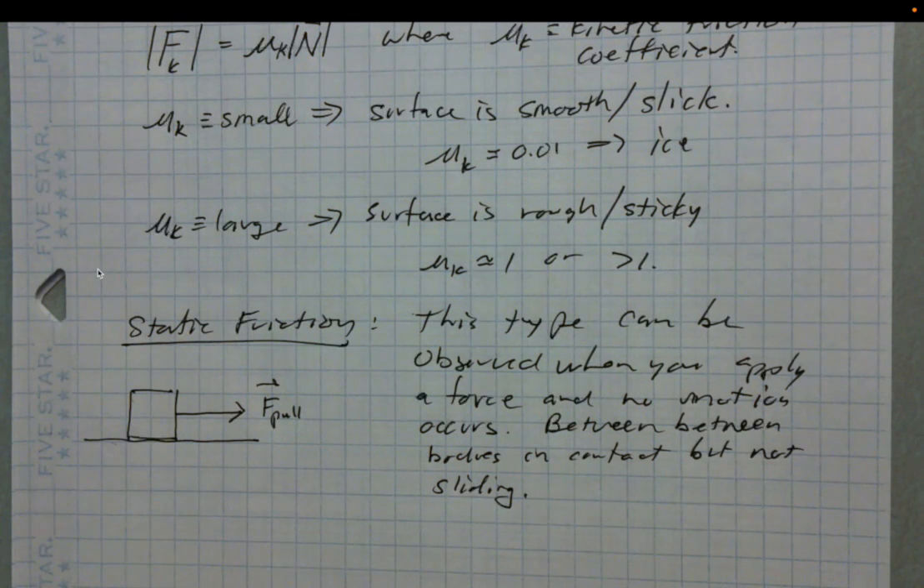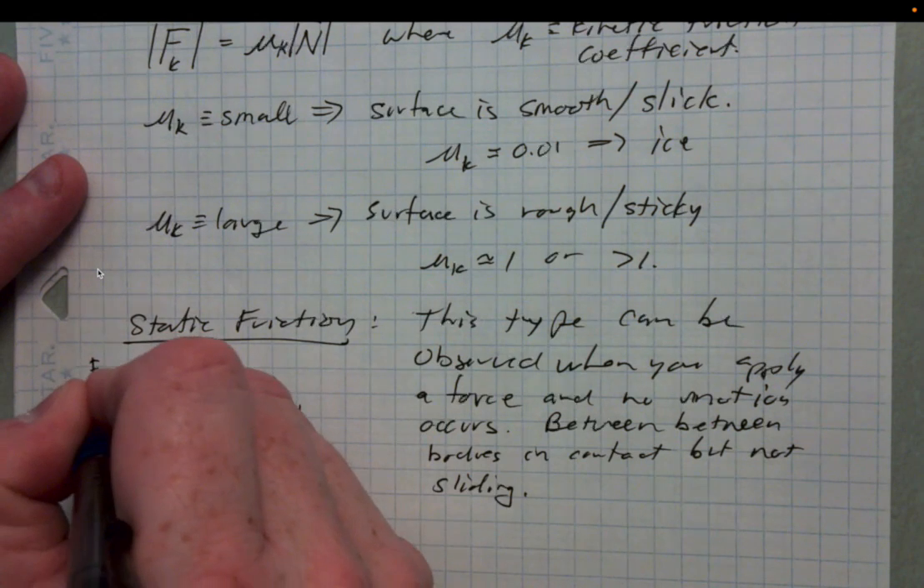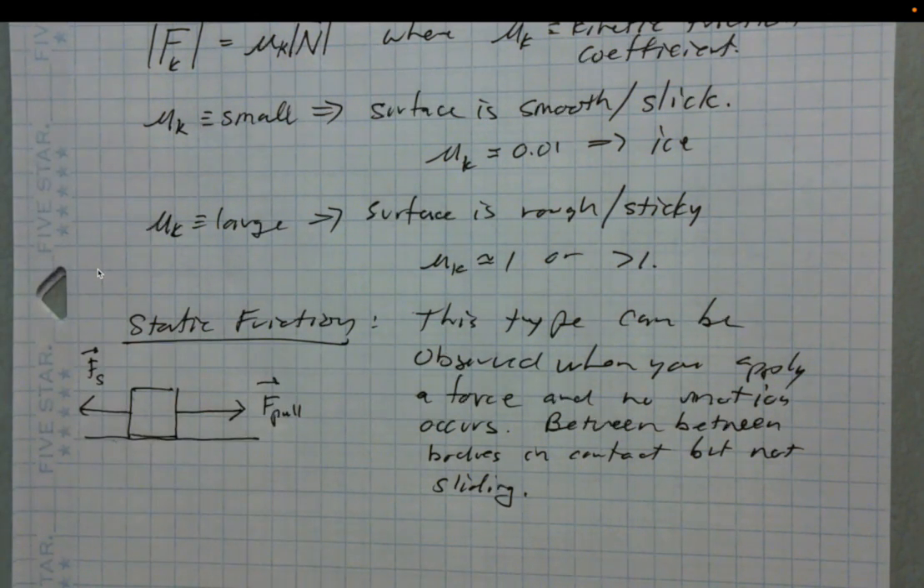Right now, you can test this easily. Just go get something, stick it on the table, and push on it very slightly. You're applying a force, but the thing's not moving, right? And that's because there is a force counteracting it called the static friction force.